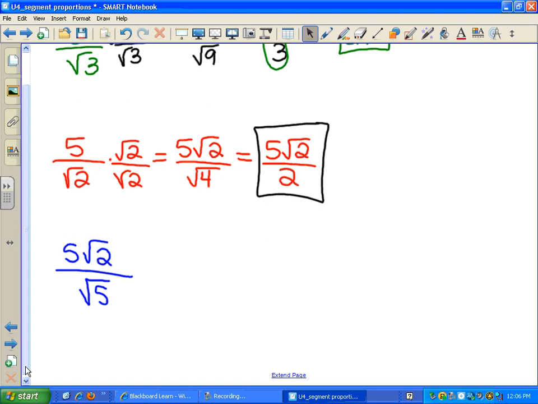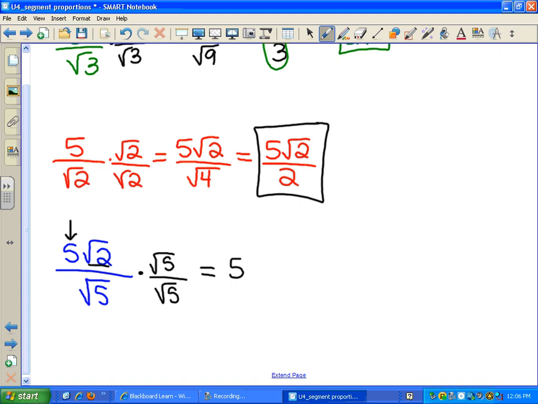Okay, welcome back. So let's try to simplify this one. We're going to rationalize because I don't want a square root of 5 in the denominator. So I'm going to multiply by the square root of 5 over the square root of 5. In the numerator, so the top of my fraction, I have that 5 right here that's not in a square root, so that's going to stay outside.